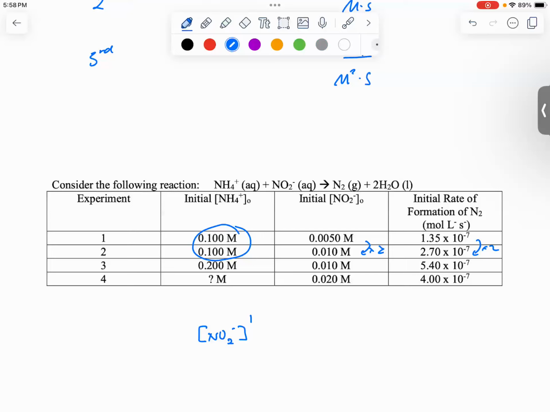All right, now we are settled with the nitrite ion order. How about our ammonium ion order? Which two experiments should we look at? Oh, 2 and 3, because it's double. Mm-hmm. And also because it's the same concentration. Right? So first, the same concentration. So this one times 2, they are also multiplied by 2. So that's the first order.